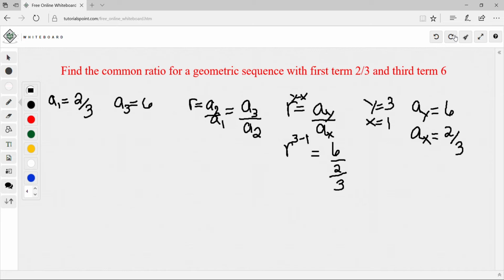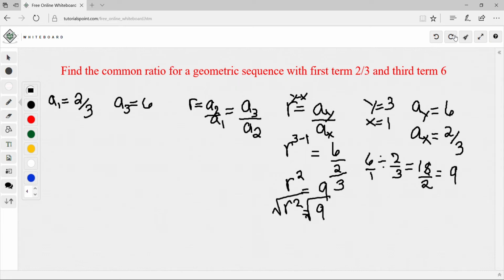And then when simplified, it equals r squared equals, and then you can just divide it or you could do the brackets. I just did the cross multiply. So 6 times 3 is 18 divided by 2, which is 9. So r squared equals 9, and then we have to take the square root of everything to get r by itself. And then you get two answers, right? Whenever you take the square root of something, you get a positive and negative. So we get positive and negative 3.